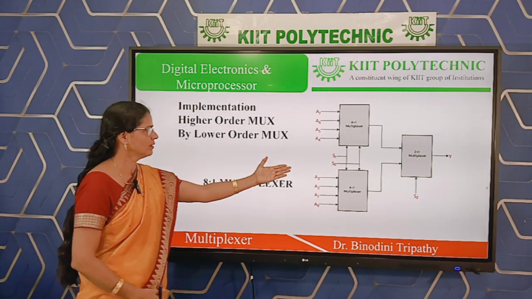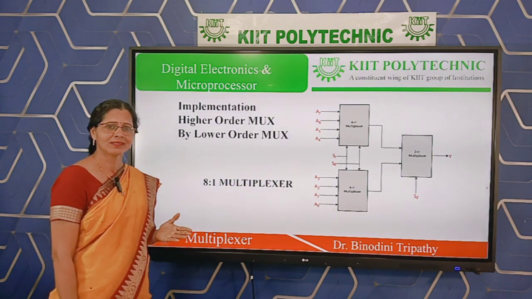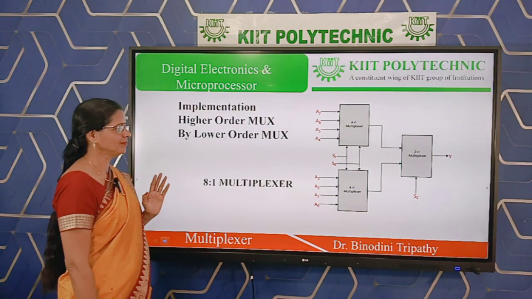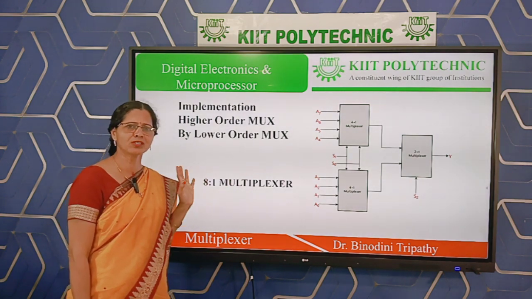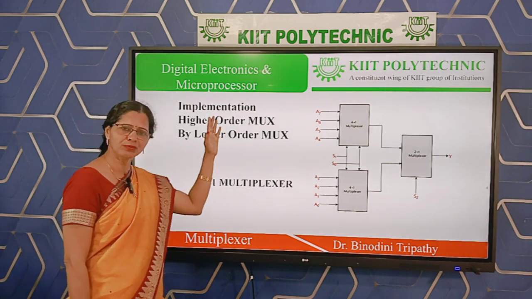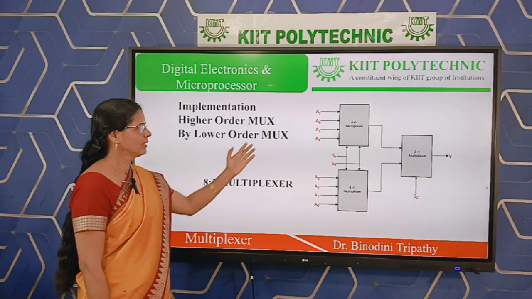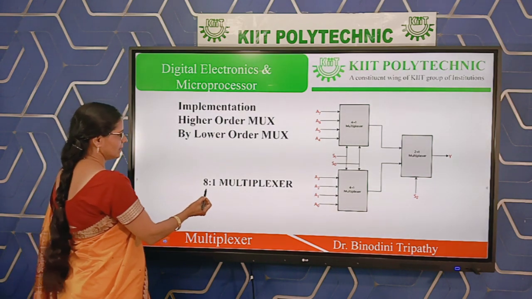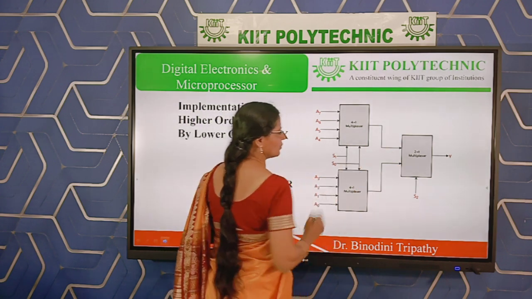This is one example, because if you realize the 32:1, imagine 32 AND gates you have to use. That is very pathetic, and so many ICs you have to use. Also extra expenditure, so many problems will arise. So accordingly, we try to implement by using the fundamental 2:1, 4:1 or 8:1, maximum up to 8:1, for larger order implementation. And this is one example of how we implement an 8:1 multiplexer by using two 4:1 and one 2:1.